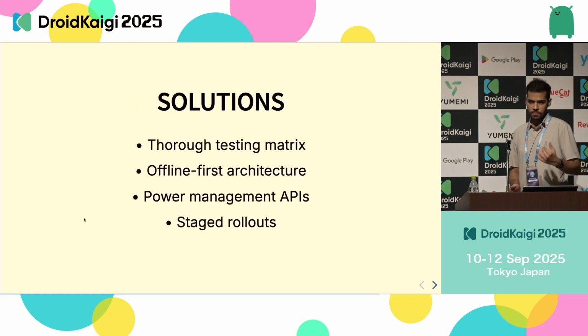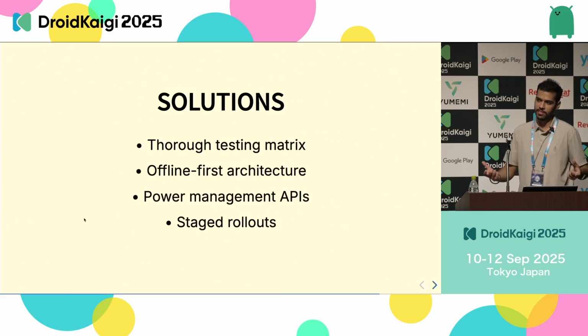For the problems that I just mentioned, these are just a couple of solutions. First is a testing matrix. That means you maintain a list of approved devices, so not every device can just hop on. Second is offline first. Like we discussed, it's important to have a local first architecture. Third is power management, APIs, battery optimization, wake locks, or anything along those lines. Fourth is staged rollouts, like we discussed. You can update one line first, monitor for a week, and then if you see it's working fine, build on top of it instead of sending a batched update.